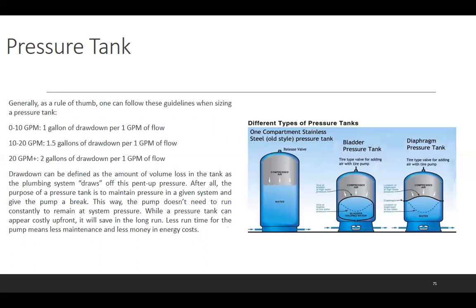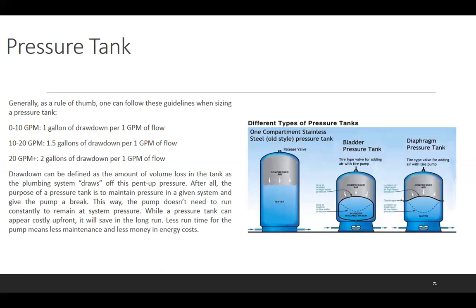Blowdown can be defined as the amount of volume loss in the tank as the plumbing system blows off the spent pressure. After all, the purpose of a pressure tank is to maintain pressure in a given system and give the pump a break. This way, the pump doesn't need to run constantly to remain at system pressure. While a pressure tank can appear costly upfront, it will save in the long run. Less runtime for the pump means less maintenance and less money in energy costs.